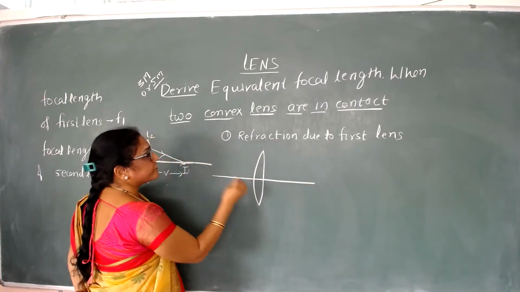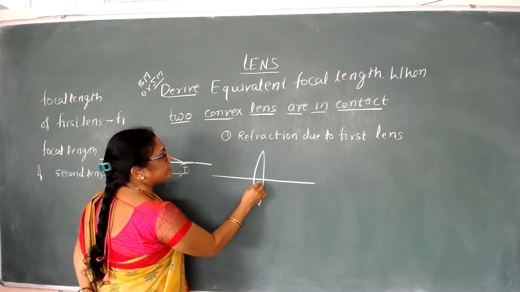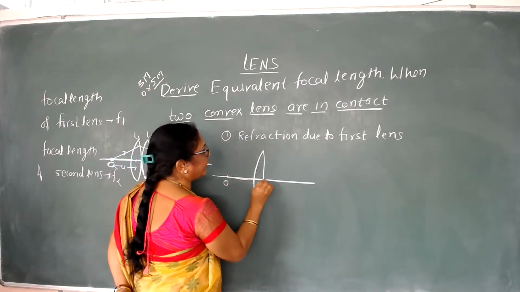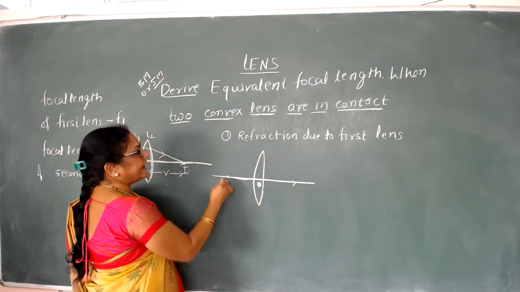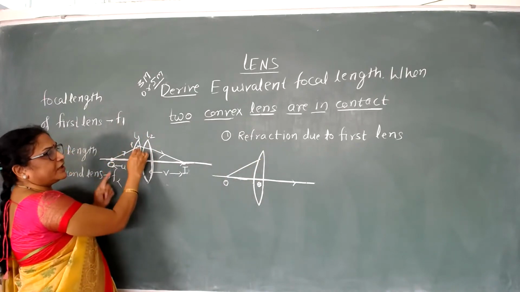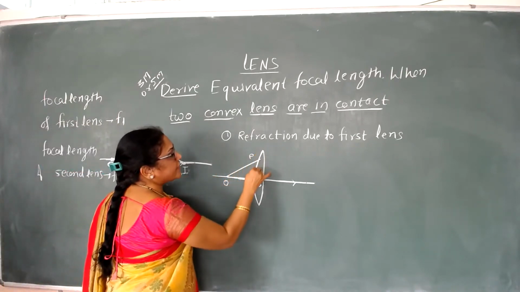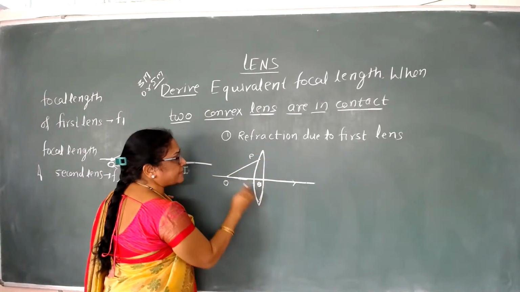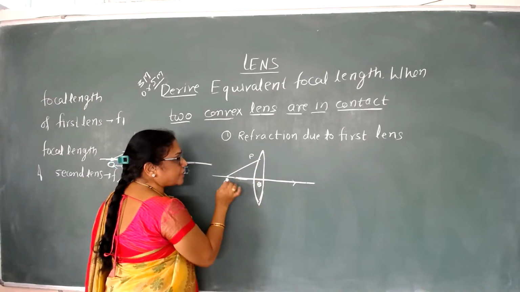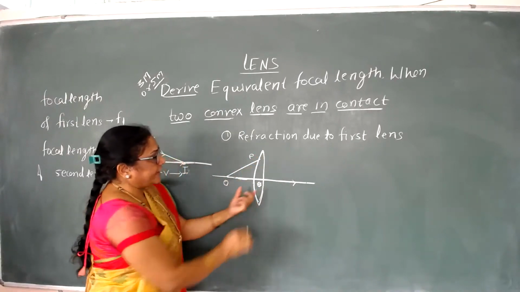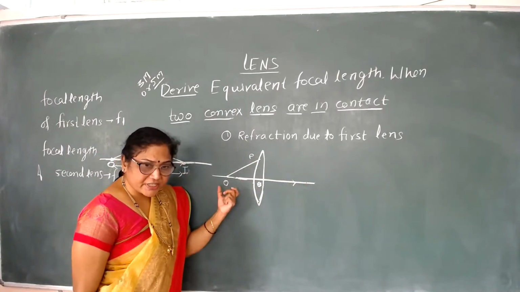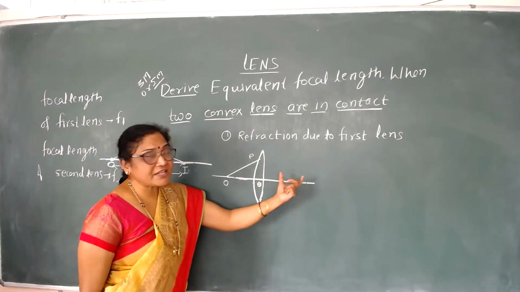Draw a principal axis. This is the optic center. If the point object is situated here, the first ray of light is propagated undeviated. The second ray of light is incident, suppose this is a ray of light OP. Suppose OP is incident on the first lens. So this ray of light is propagated from rarer medium to the denser medium. Here the object is real, and due to this lens, the image is formed. That image is also real. So here the object is real, and at the same time, the image is also real.